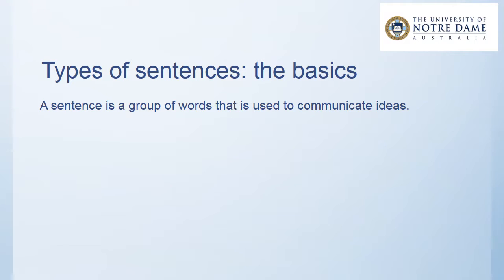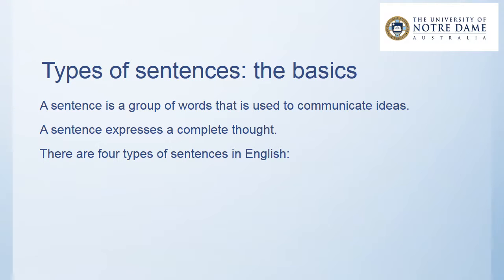A sentence is a group of words that is used to communicate ideas. A sentence expresses a complete thought. There are 4 types of sentences in English: simple, compound, complex, and compound complex.